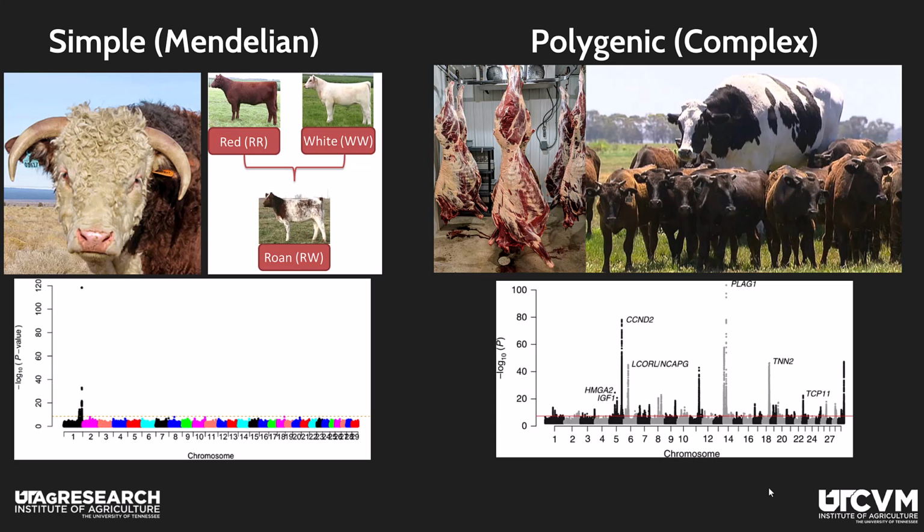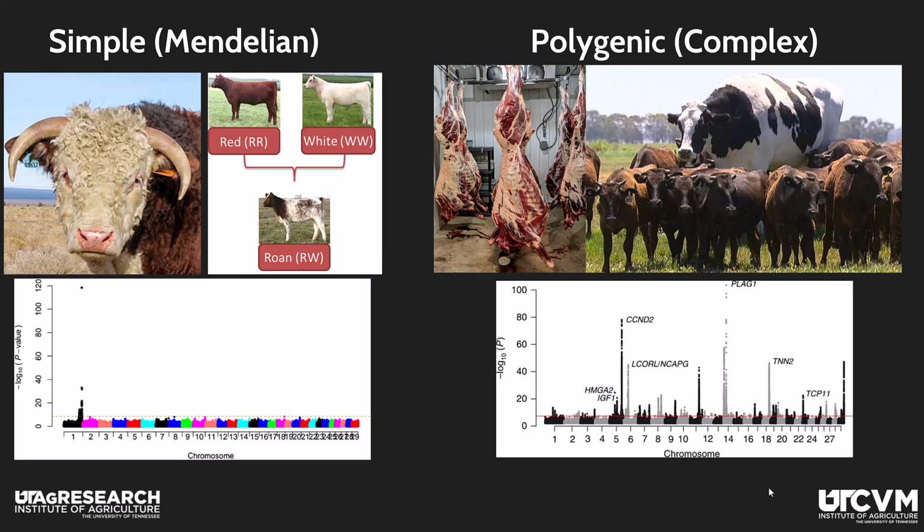We break our traits out into these two main classes. The first are our simple traits. These are things you can draw a Punnett square for. Knowing those two parental genotypes, we can predict the proportion of those offspring phenotypes as well as genotypes, again, because one gene sort of rules them all.